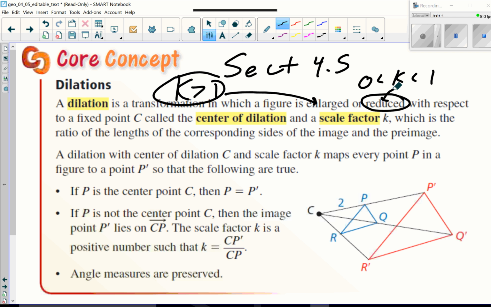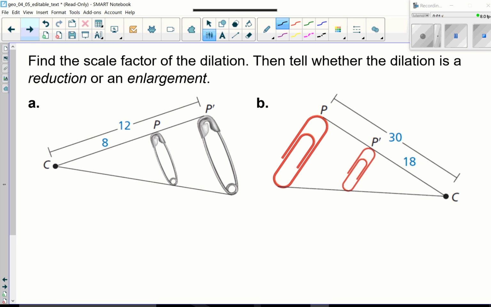Okay. Also, one thing we have to consider is we always take the image divided by the actual or the pre-image. So it's always image length divided by actual length or pre-image length, and that will give us K, which is our scale factor. First example, we want to find the scale factor of this dilation, and tell whether the dilation is a reduction or enlargement.